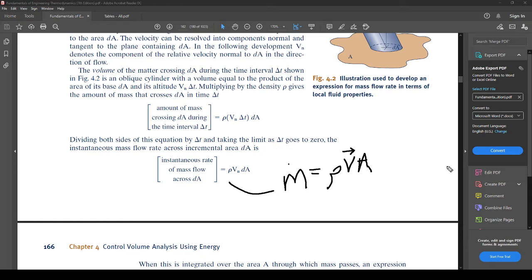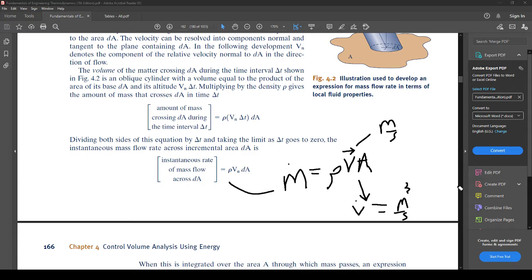But you can also see this in other terms, because velocity times area gets you volume, which is a volumetric flow rate, in terms of meters cubed per second. So this would be in meters per second, and this would be meters cubed per second. You could just see these two combined, and you would get rho times V dot.